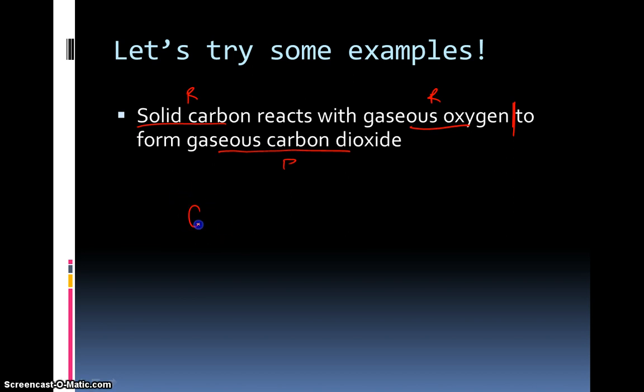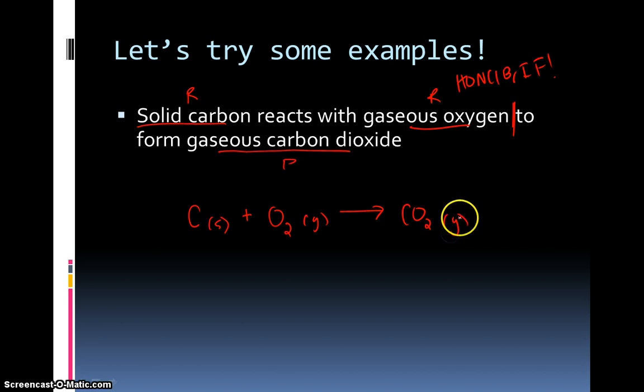So solid carbon would be a capital C for carbon and a subscript s next to it for the state of matter. We put a plus sign to separate it from the gaseous oxygen. Now this is where those Hinkle-Brinkle-Fs come into play. Remember, gaseous oxygen isn't just O, it's O2 because it's diatomic. So do not forget your diatomics. All those atoms, when you see them by themselves, are going to be diatomic, so don't forget that. We put a g next to it, and then it's going to form, so we use an arrow, gaseous carbon dioxide, which would be CO2 with a lowercase g.